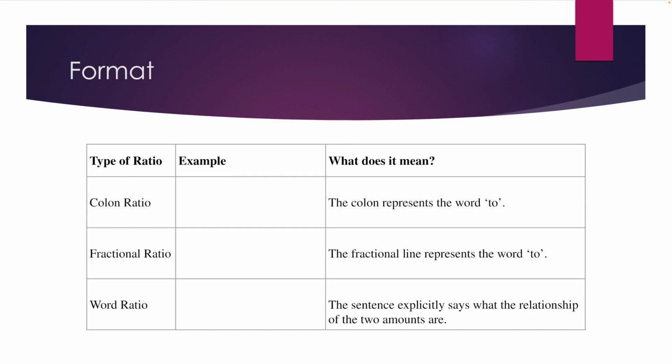So some different ways that you may see this is using a colon, which represents the word "to". So I may say in this example, 5 to 2. You can also use a fraction where you put 5 and then over 2, 5 to 2 like this. Or you can use words such as for every 5 Smarties, there are 2 red ones.